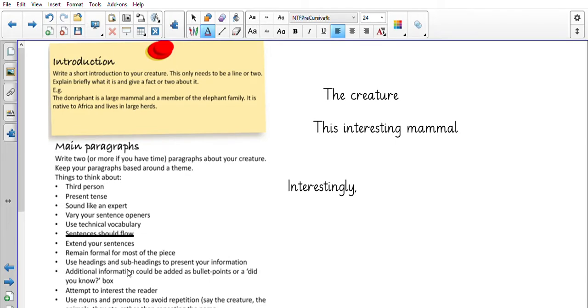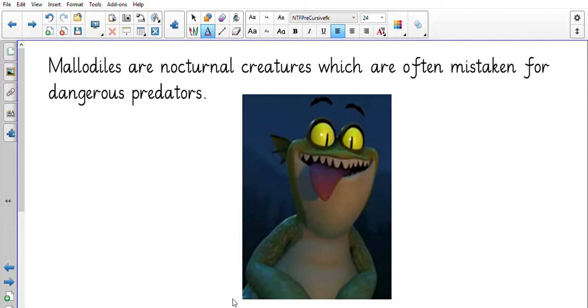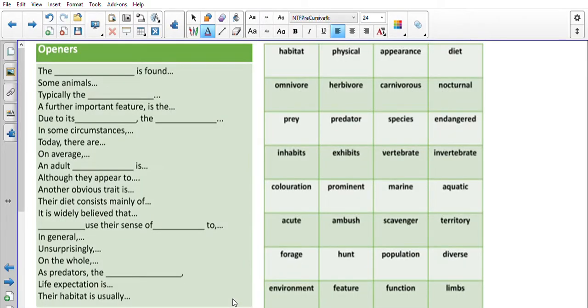You might want to put a did you know box. Interest the reader and use nouns and pronouns, so like we spoke about here, instead of the creature, the animals, they, rather than repeating the name. Right, so let me just have a look. Also, in your pack you have got some examples of different sentence openers, and you've got some subject specific words. If you are unsure of some of these words, you need to have a look.